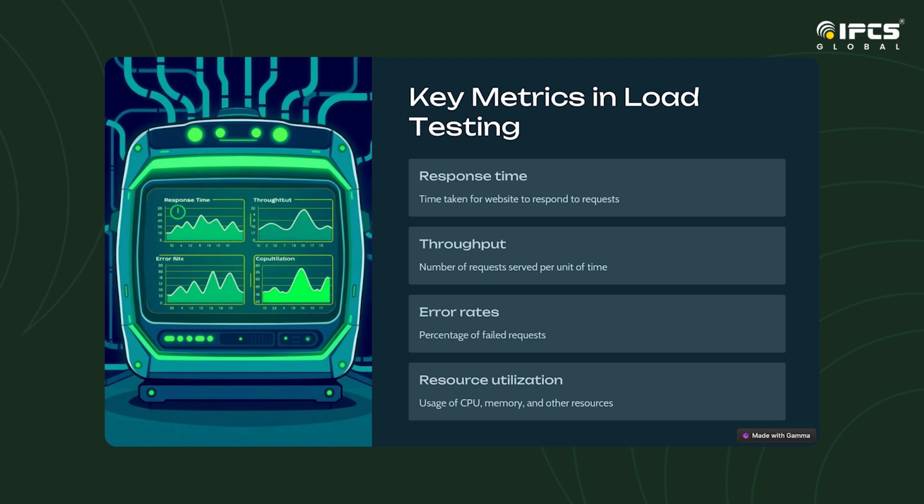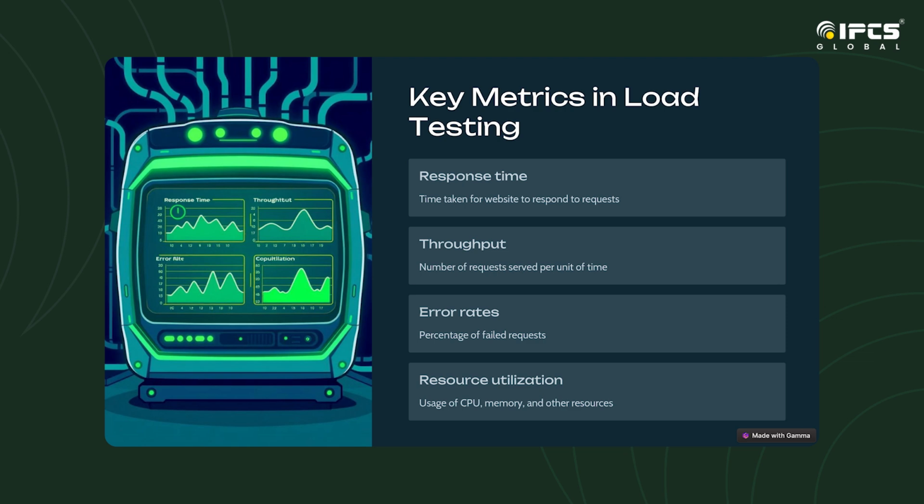First one is response time. Imagine you are ordering food online. How long does it take for the website to show you the menu or confirm your order? That's response time. It's basically how quickly your system reacts to a user's action. In load testing, we want to see if the time stays acceptable, even with many users. If your response time skyrockets, that's a red flag. We want it fast and we want it consistent.